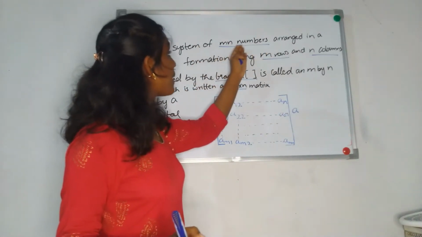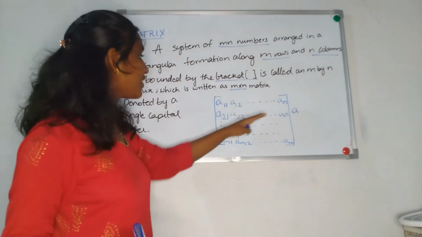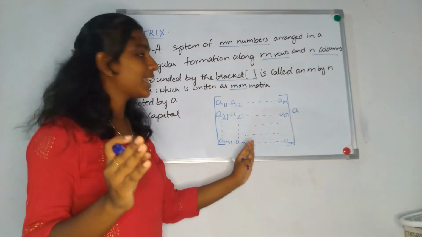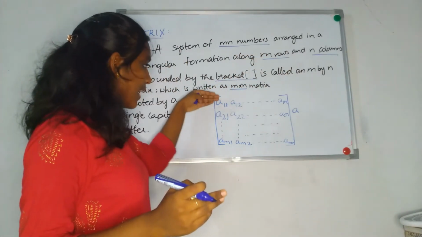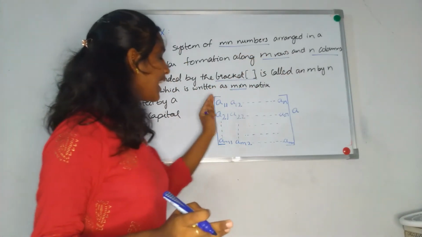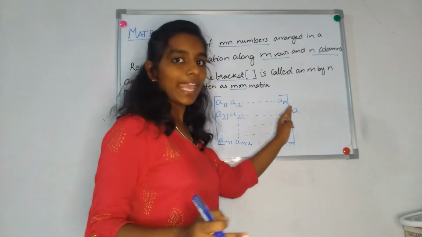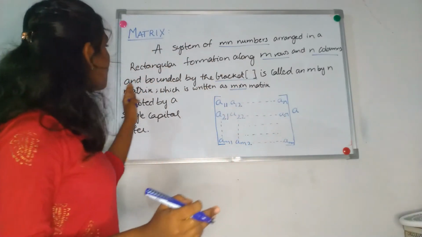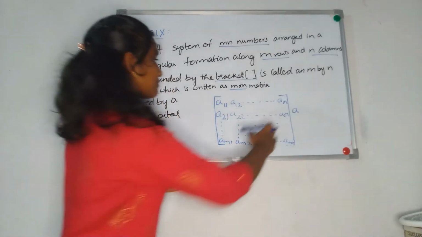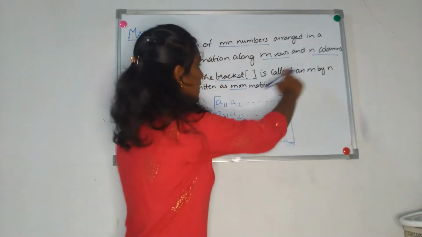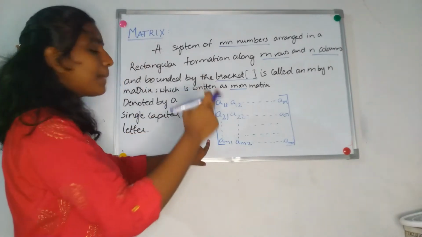The system of mn numbers arranged in a rectangular formation. This is a rectangular formation with m rows and n columns. We have m rows 1, 2, so on up to m, and n columns 1, 2, so on up to n, bounded by brackets. So this is called an m by n matrix.